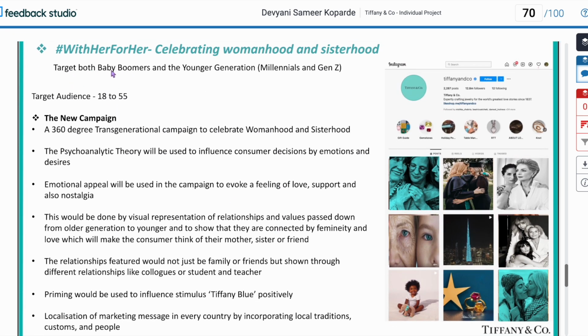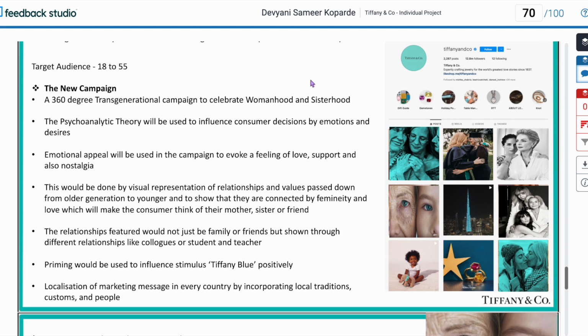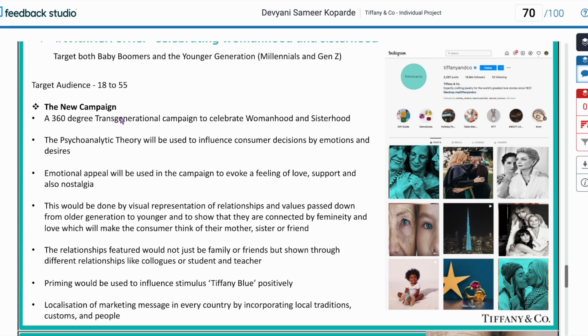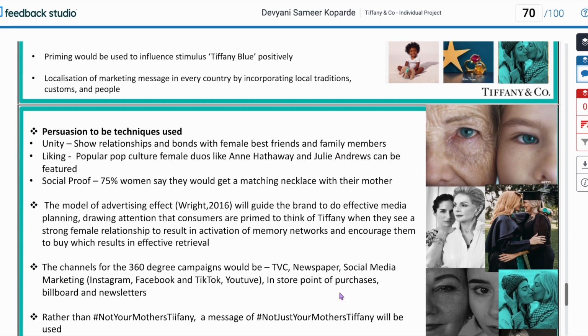We are going to target both baby boomers and the younger generation. It would be a 360-degree transgenerational campaign to celebrate womanhood as sisterhood. The psychoanalytic theory, again a theory, will be used to influence consumer decisions by emotions and desires. Emotional appeal will be used in this campaign to evoke a feeling of love. This would be done by visual representation, and with all of this background information I've given, Tiffany blue will be used, localization would be used, and things like that.